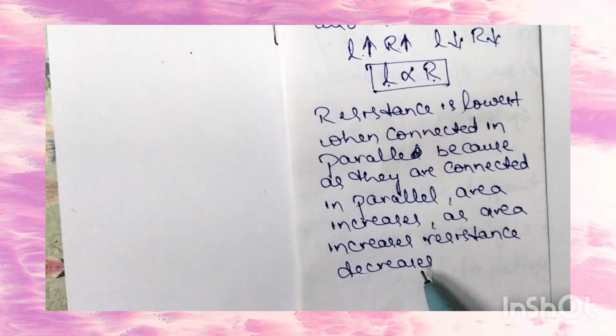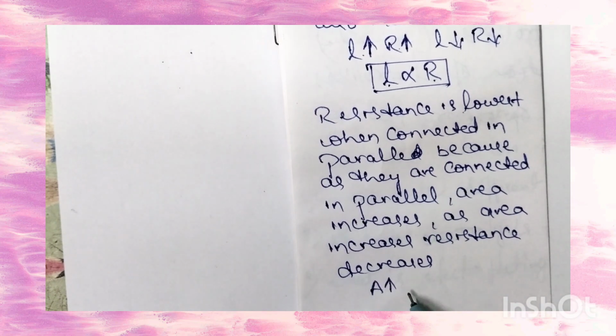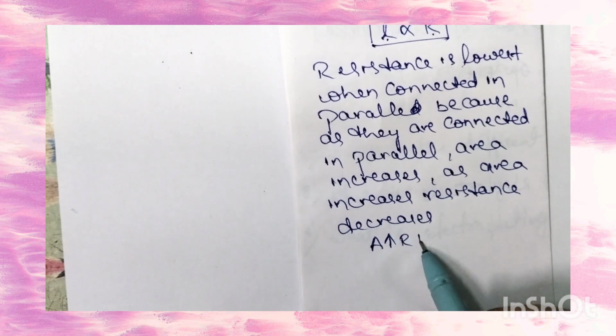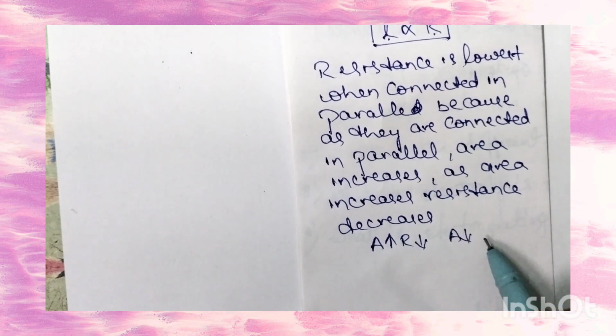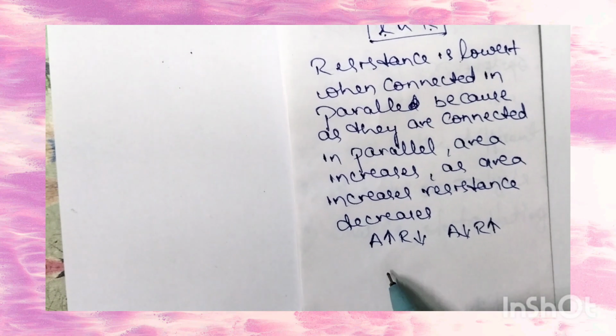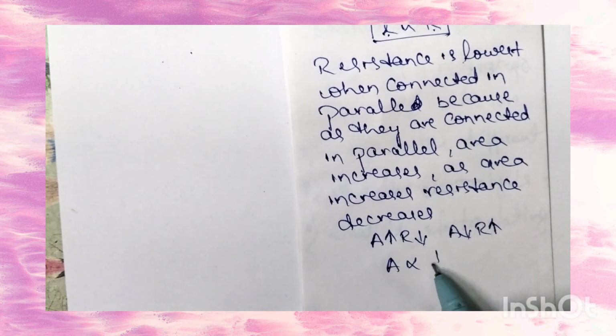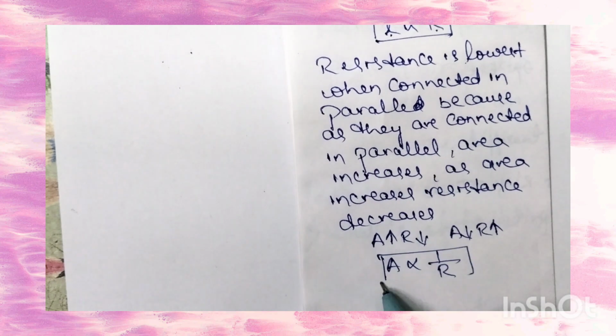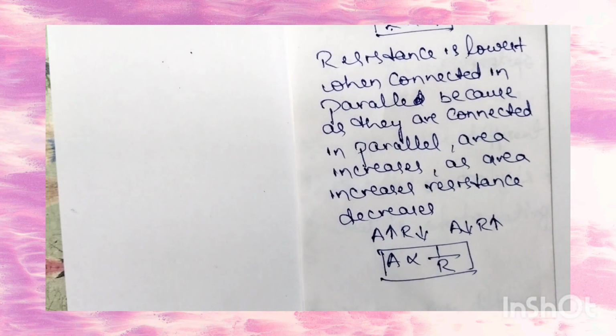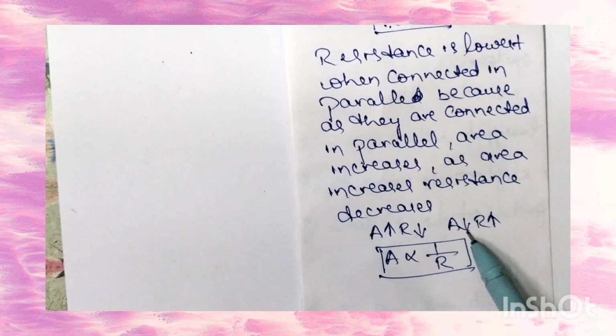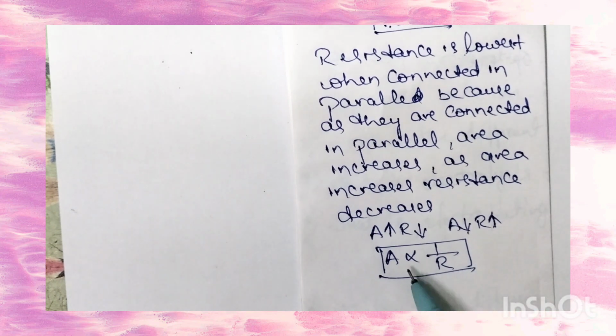When connected in parallel, area increases. As area increases, resistance decreases. As area decreases, resistance increases. That means area is inversely proportional to resistance. This is the concept that you have to keep in mind when they are connected in parallel. What is the relation? Area is inversely proportional to resistance.